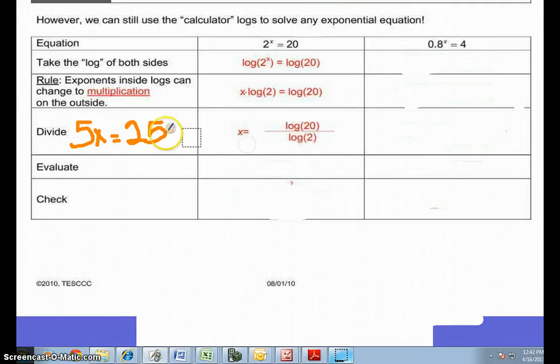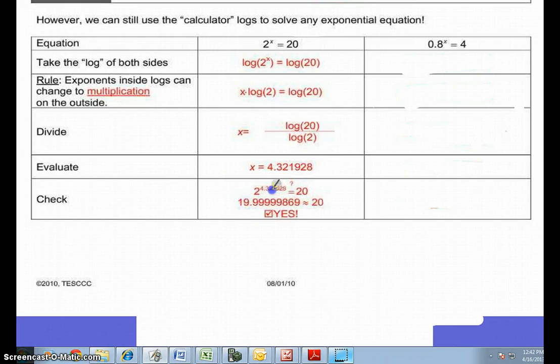So you see now that I have solved for my x, and I know that x is going to equal whatever the log base 10 of 20 is divided by the log base 10 of 2. And that is something that I can put in my calculator. If you were to place that in your calculator, what you would get is 4.321928. Then to check that, I would plug in my calculator what is 2 to that power, and I would get 20. I actually would get 19.999999869, but it's approximately 20. So yes, it did check out.